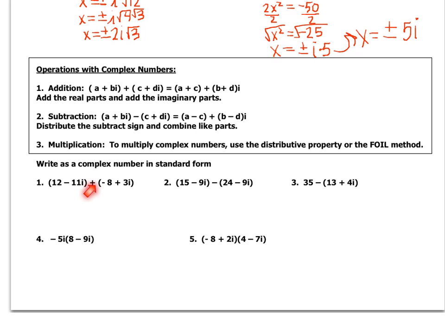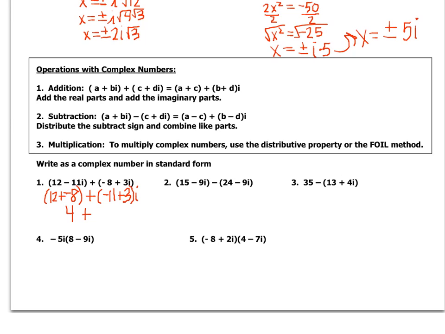So let's write these as a complex number in standard form. So this one is adding, so I'm going to add my real parts, add my imaginary parts, and use that to simplify. So my real parts would be 12 plus negative 8, plus my imaginary parts, I've got a negative 11 plus 3, and those both have the i, so I'll put the i behind that. 12 plus negative 8 is 4.